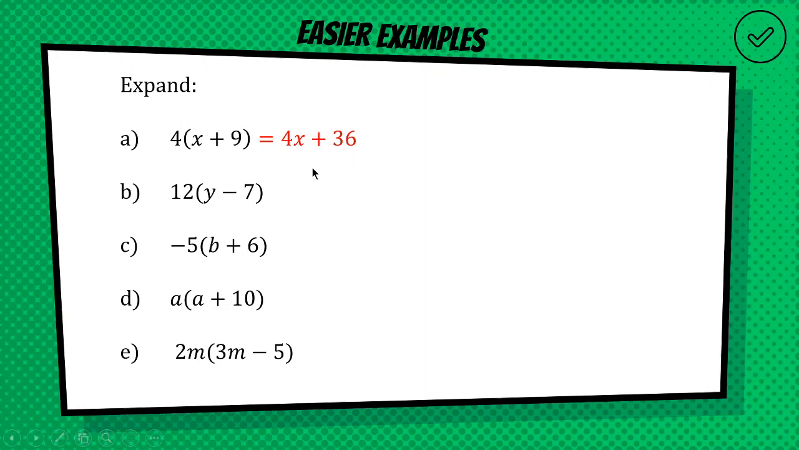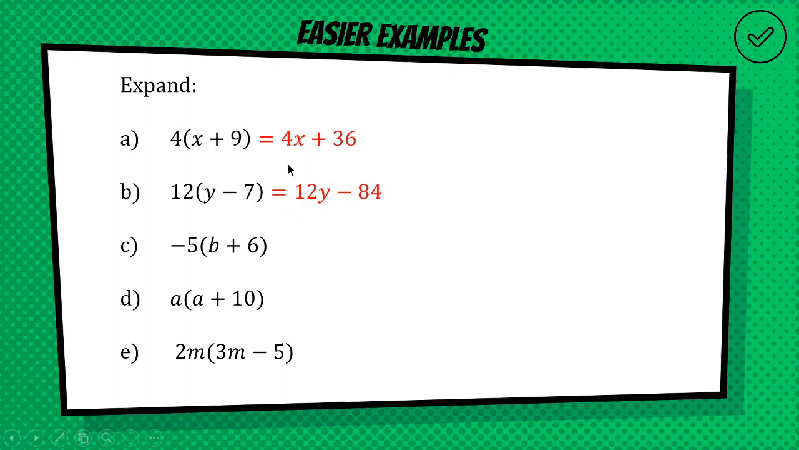Next one, same deal. We're going to multiply the 12 outside to both things inside. So we'll get 12 times y is 12y minus 12 times 7, which would be, if my maths is correct, 84. So there is your answer, 12y, take away 84. Notice that there was a minus here because there was a minus in our parentheses.